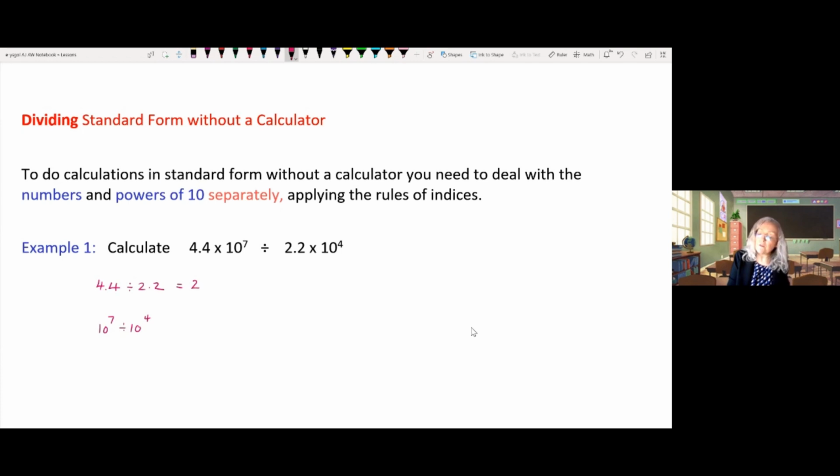10 to the power of 7 divided by 10 to the power of 4. But when you divide, you subtract the little index numbers. So that is going to be 10 cubed. So putting this back together, I get 2 multiplied by 10 to the power of 3, 10 cubed.